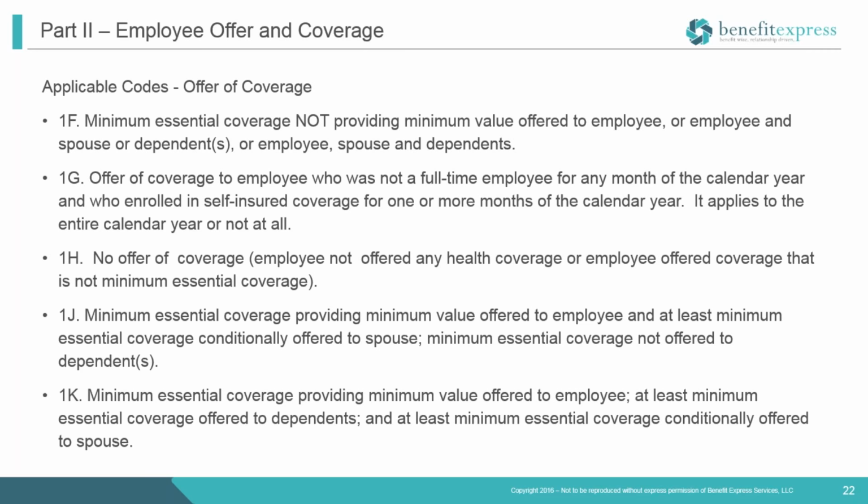1J and 1K are used only if the offer of coverage, see, 1J is minimum essential coverage providing minimum value offered to the employee and at least minimum essential coverage conditionally offered to the spouse. And again, this is a situation where, remember, under ACA you're not required to offer coverage to the spouse, so it's no big deal, but you offer to the dependents.